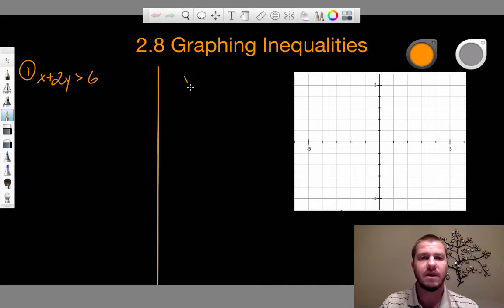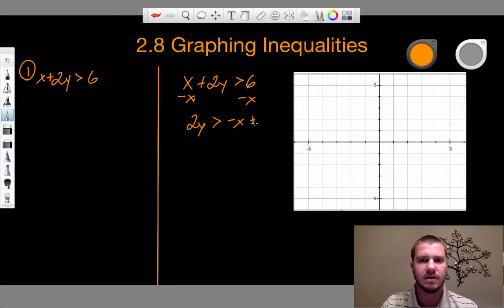So we first have to get, for this one, that y by itself and get it in slope-intercept form. So I'm gonna subtract x. 2y is greater than, I'm gonna put the x first, so it's negative x plus 6 and divide by 2. Now remember, all your rules still apply here with inequalities, to where if I'm dividing by a negative, I would need to change this inequality here.